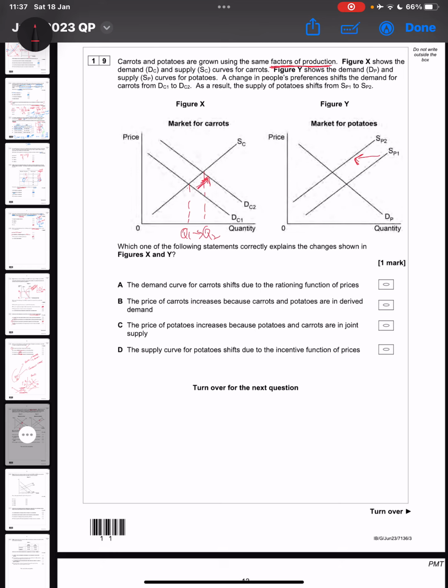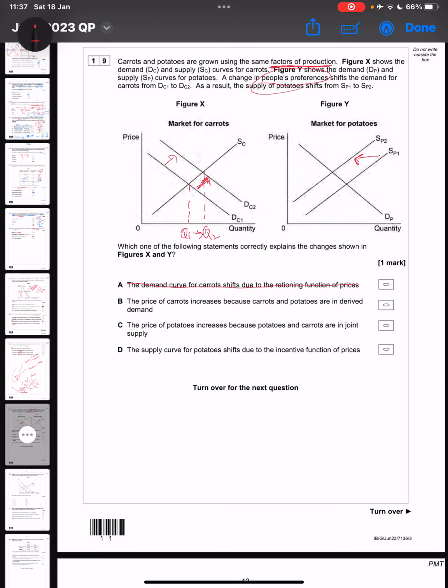Which of the following explains the changes? So I'm looking for something like that, and I'm looking for basically resources got allocated towards carrots and there's less land available to make potatoes. Demand curve for carrots shifts due to the rationing function of prices. No, I think the demand curve for carrots just shifted because of change in people's preferences. So this was a shift. Remember that price of the carrots won't cause a shift.